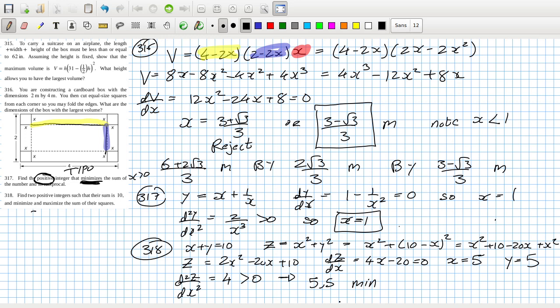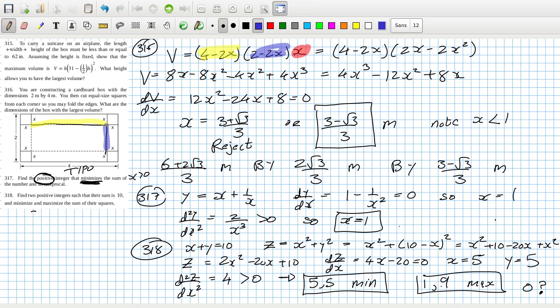But for maximum, we need to check. It must be at the boundaries. So 5, 5 is a min. So therefore it must be 0, 10 that's a max, if we're allowed 0. Or perhaps 1, 9 if we don't include 0.